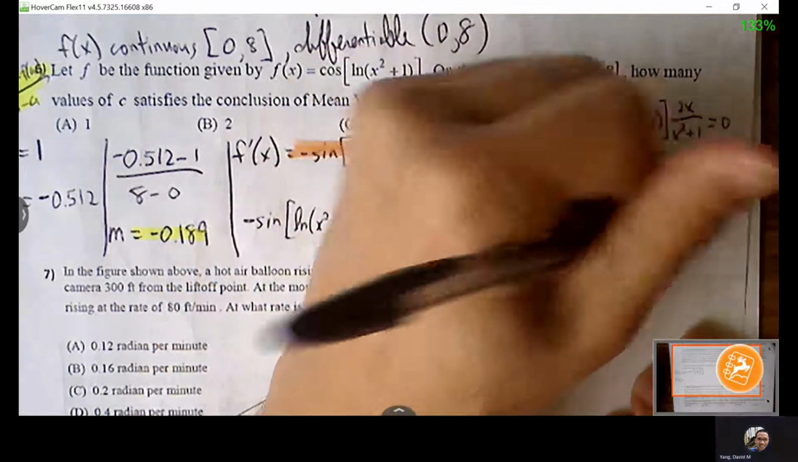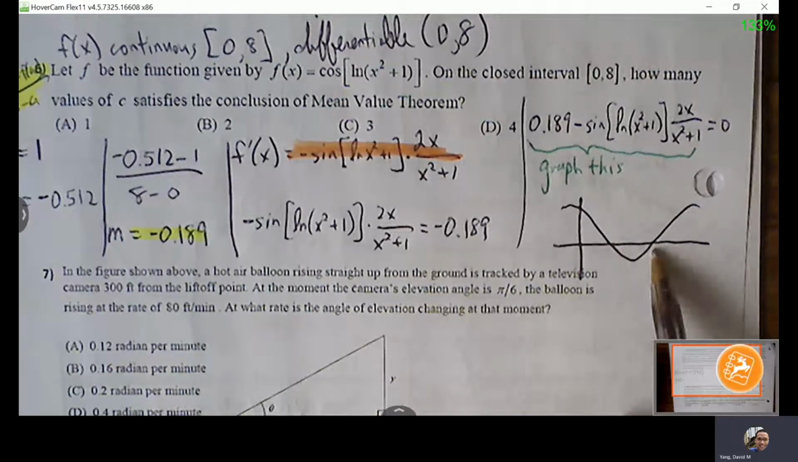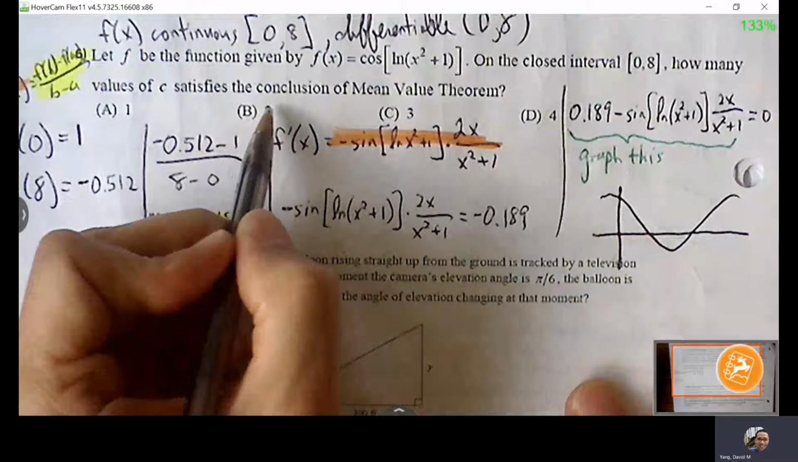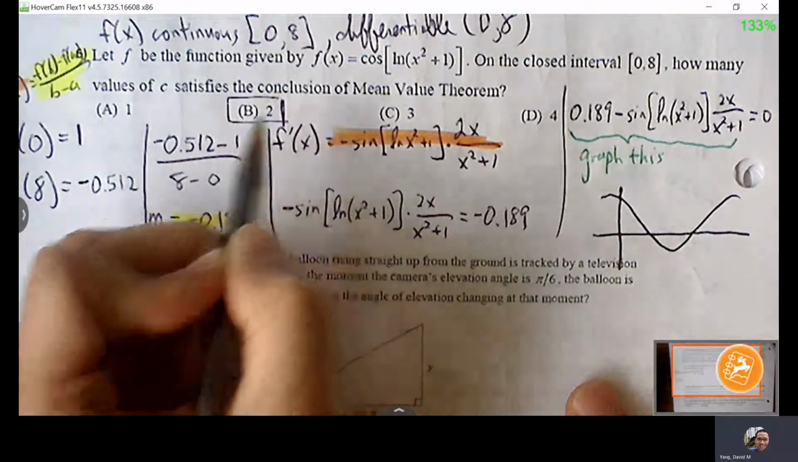So the graph may look something like this. Between 0 and 8, it's going to hit 2 locations. And when it hits those 2 locations, you know it's safely between 0 and 8. We don't really care about the solutions. We just want to know how many times it actually hits the x-axis, and it's twice.